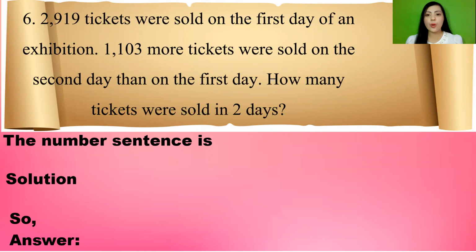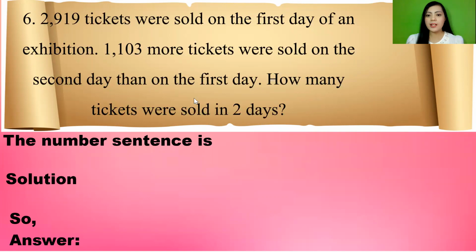2,919 tickets were sold on the first day of an exhibition. 1,103 more tickets were sold on the second day than on the first day. How many tickets were sold in 2 days? So we are looking for the tickets for the first day and the tickets for the second day. All right? Because it's 2 days. So look at the problem properly. Tickets were sold on the first day, and 1,103 more tickets were sold on the second day.